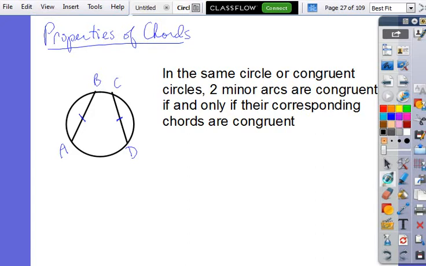What does that if and only if mean again? It works both ways. So this is saying the arcs are congruent if the chords are the same. Well, I could flip it around and say, if the chords are the same, then the arcs are the same.